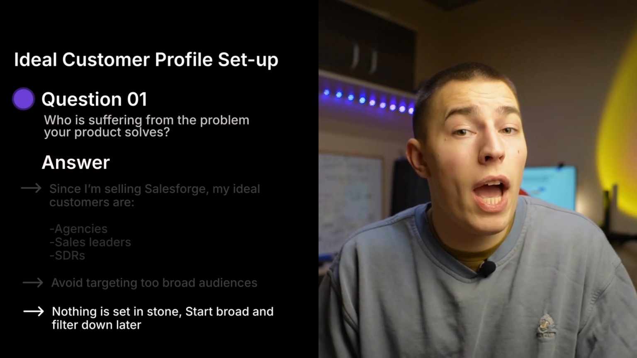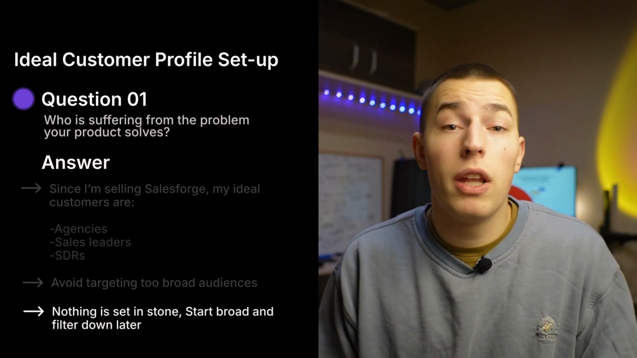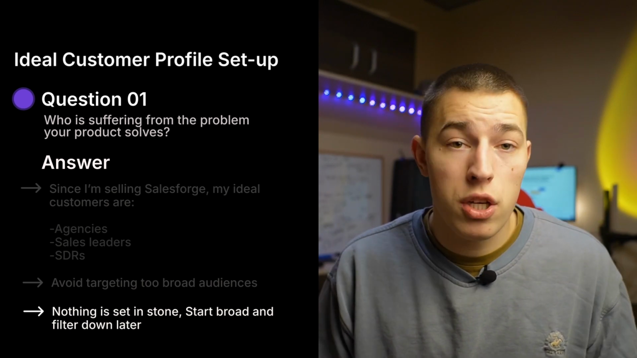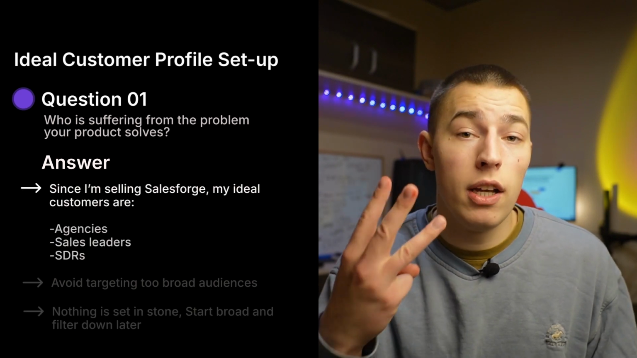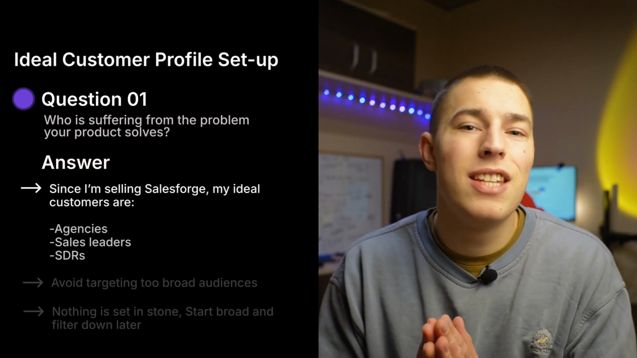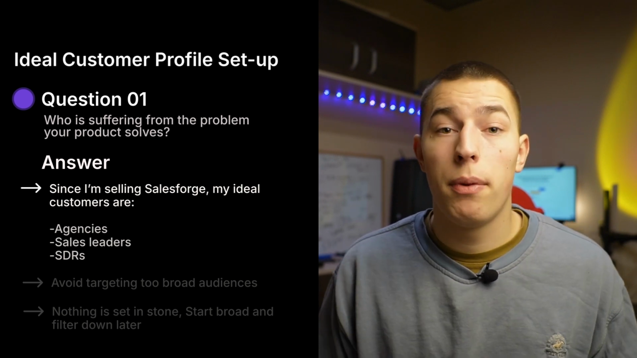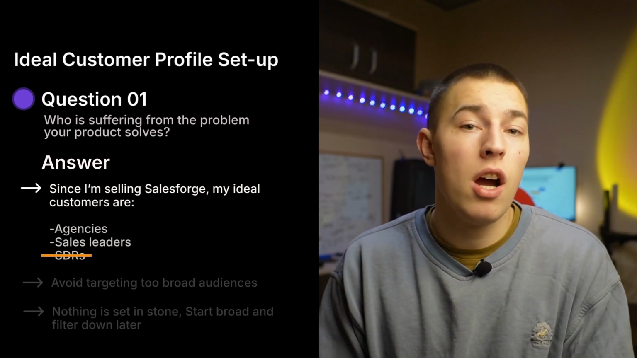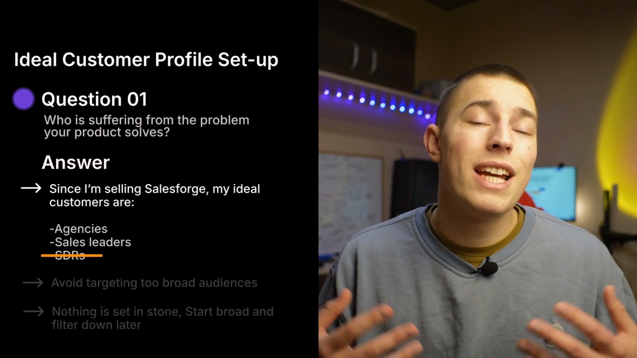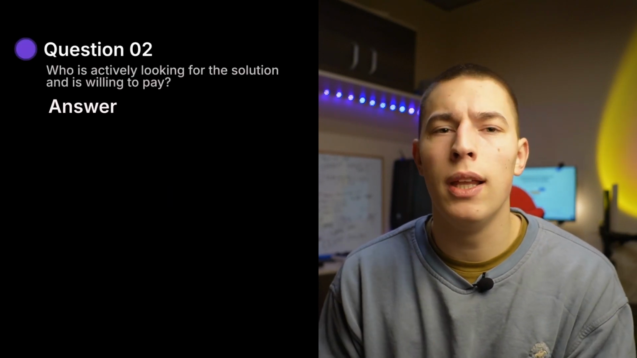It's even better if you add more options now and filter down later on once you answer all of the questions. For example, I added 3 variants, but I already suspect that SDRs may not have the budget for Salesforce products like Agent Frank. So if I'm pitching Agent Frank, I'll remove SDRs from my ideal customer's profile, or ICP for short. Second, who is actively looking for the solution and is willing to pay?